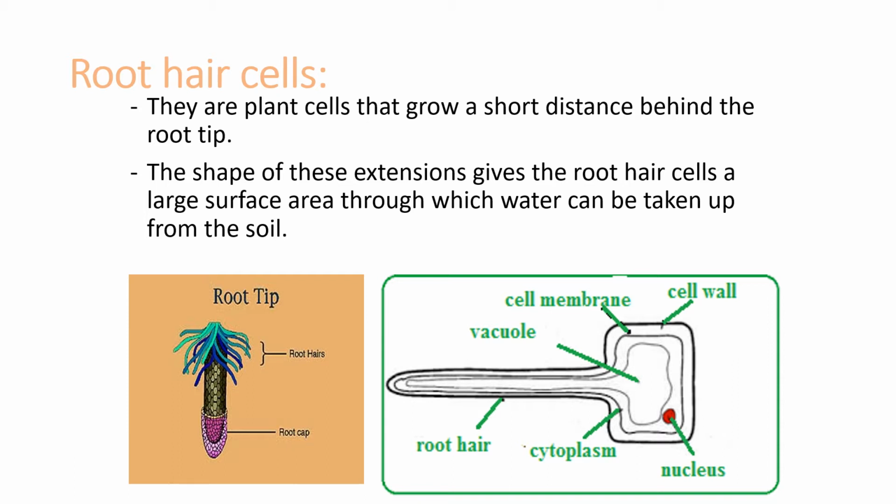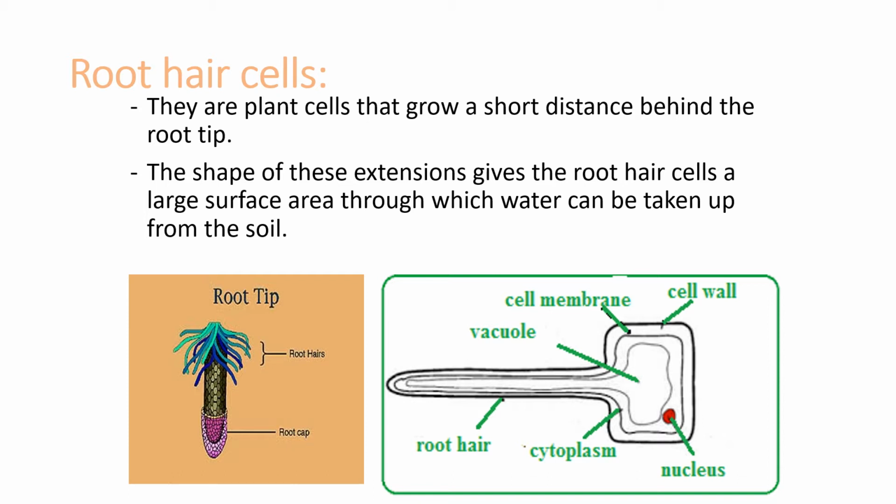The cells have long, thin extensions that allow them to grow easily between the soil particles. They have what? Long and thin extensions. The shape of the root hair, grade 7, helps it to grow easily between the soil particles. It doesn't find it difficult to grow between the soil particles. Why? Because its shape is long and thin. The shape of these extensions gives the root hair cells a large surface area through which water can be taken up from the soil.